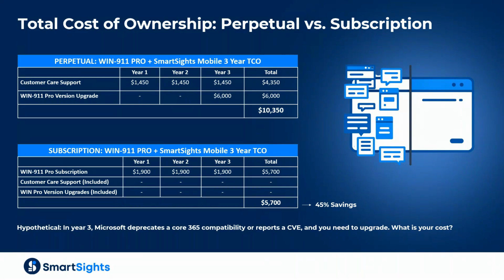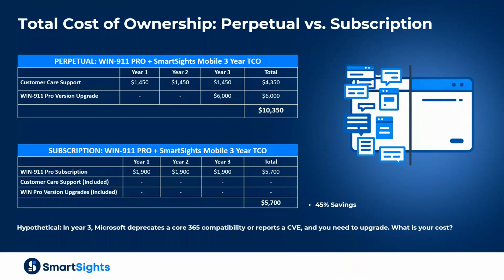The 3-year total is just over $10,000. Now, for subscription at 1,900 a year, the 3-year total is 5,700. So that's a 45% savings, and it includes the support, mobile, and every major release from SmartSights. Please note the 1,900 is a discounted annual rate for our existing customers converting their current license and support. We also provide annual billing for the 3-year term to lock that in. And at renewal, we'll keep your existing rate plus a standard increase, so no list price and no surprises for your subscription.